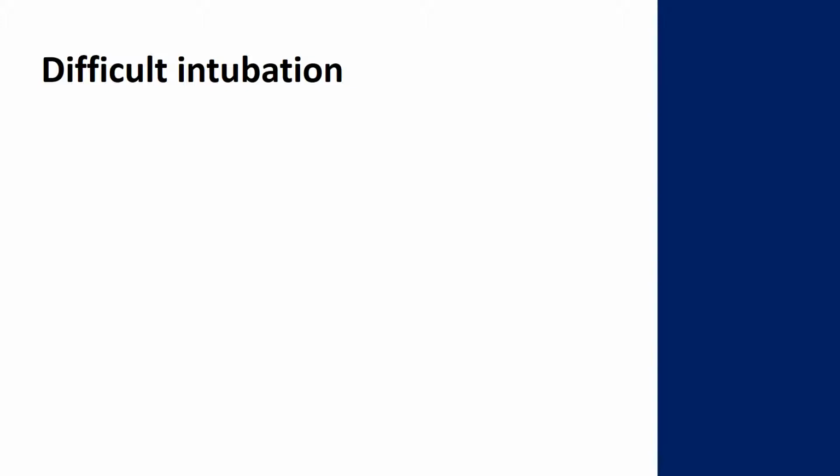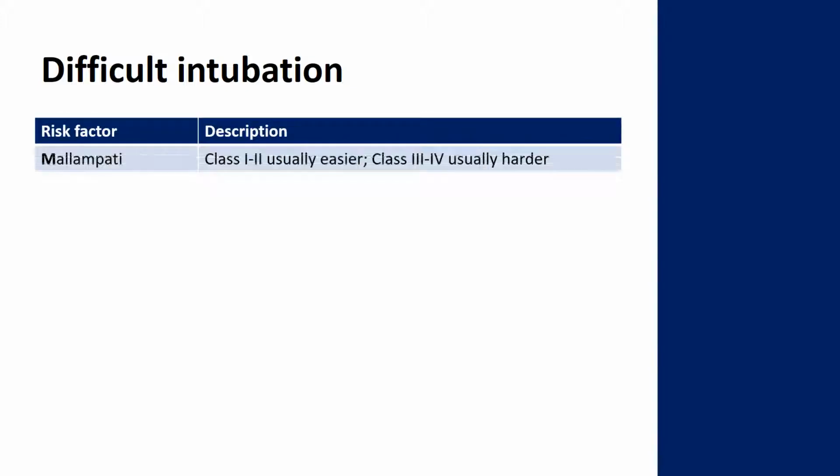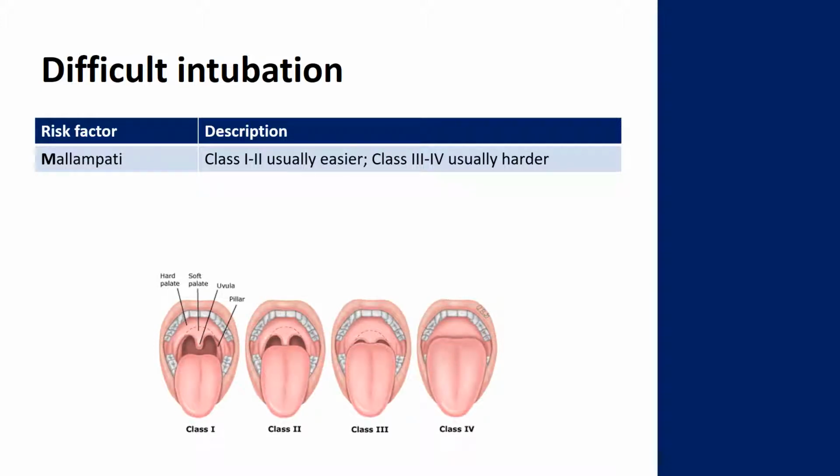There's another mnemonic for difficult intubation. The one I learned was MAP. So the M stands for Mallampati class, which you'll remember is this thing. So when you look inside somebody's mouth, how much of the soft tissues in the uvula can you see? And if you end up as a class 1 or a class 2, that's probably going to be an easy intubation, and class 3 and class 4 is usually a harder intubation.